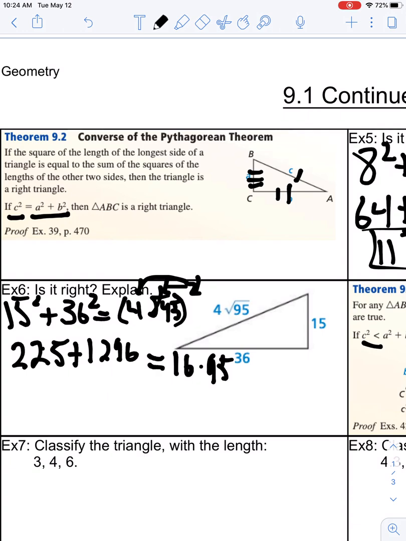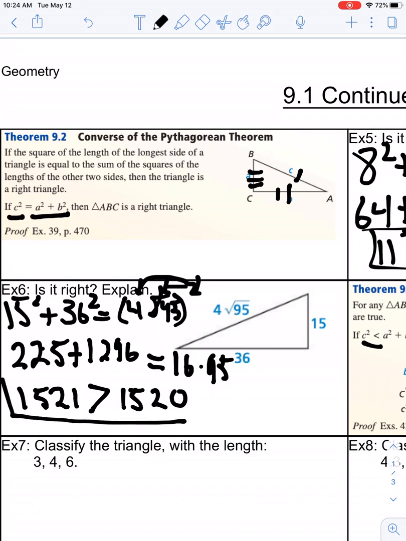So if we add 225 plus 1296, we get 1,521. If we multiply 16 times 95, we get 1,520. Now, these statements are not true, so I'm not going to follow up with an equality statement, but I am going to do an inequality symbol and say that this value is bigger. Now, if we have this case where 1521 has a larger value, which is the sum of the sides, we look at which scenario that is.